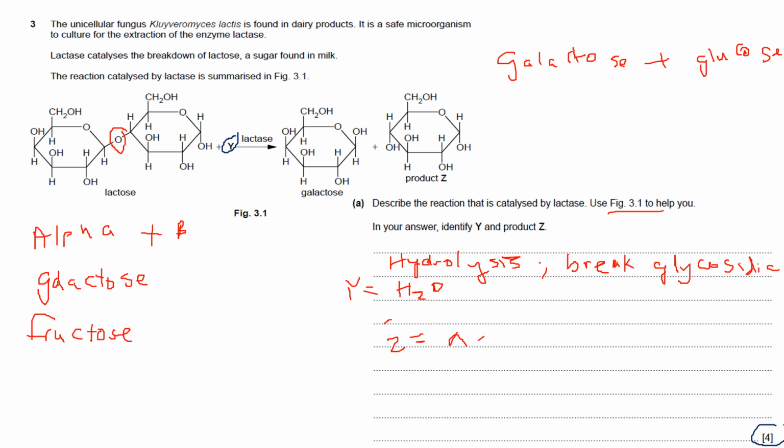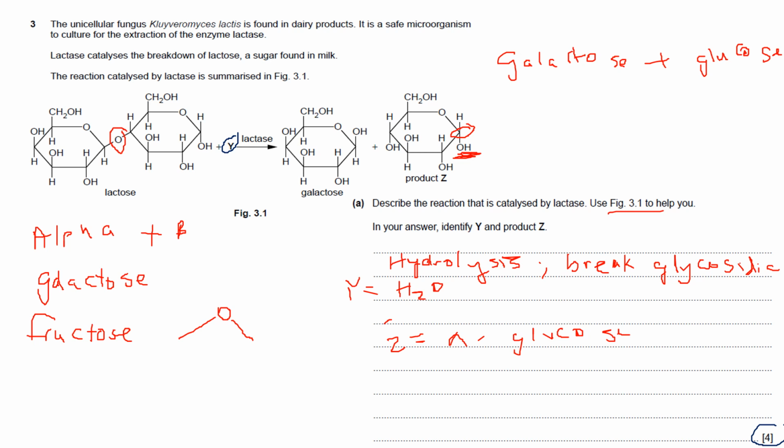I know this is alpha glucose because the number 1 carbon, which is the carbon over here, has its hydroxyl group at the bottom. That's the way I recognize alpha glucose. If you want to recognize fructose, fructose has a bit of a house-like structure that's a little bit different from the way glucose looks. Glucose has a flat top, and so does galactose. So this is alpha glucose.